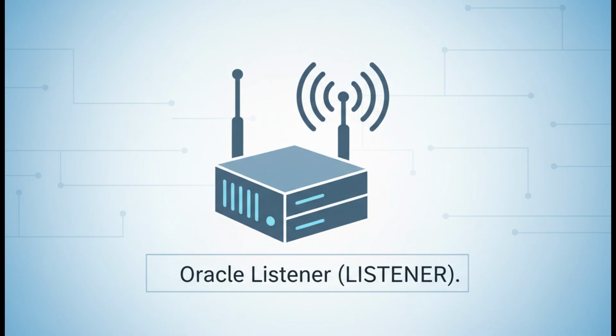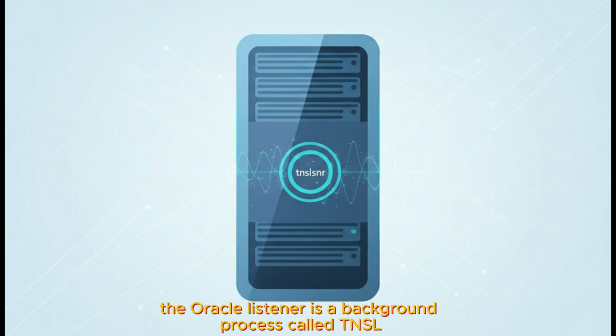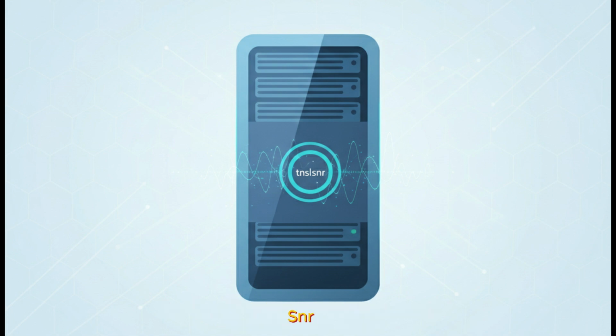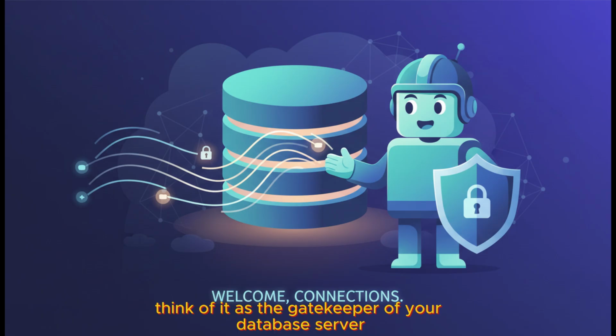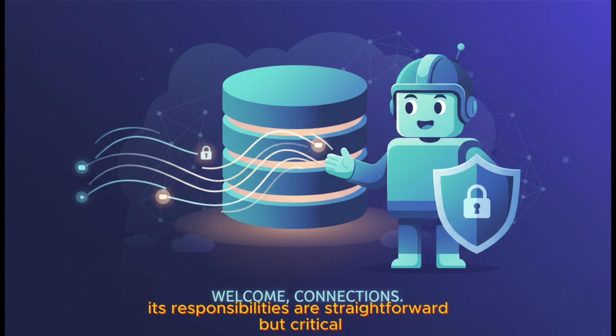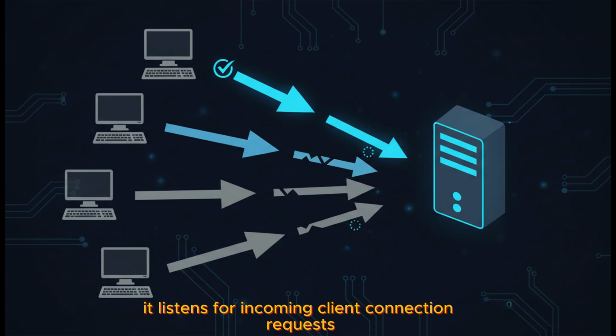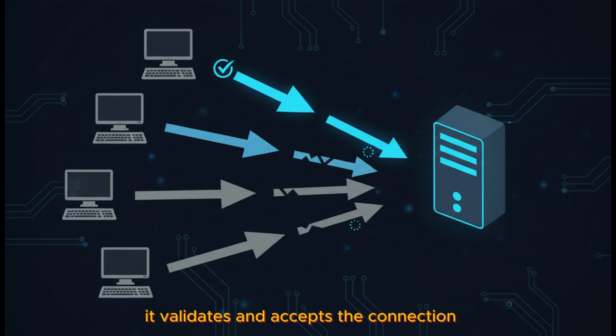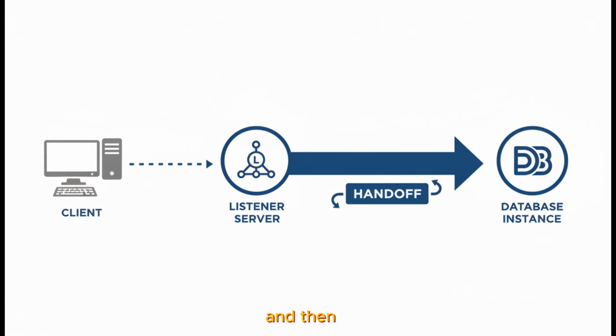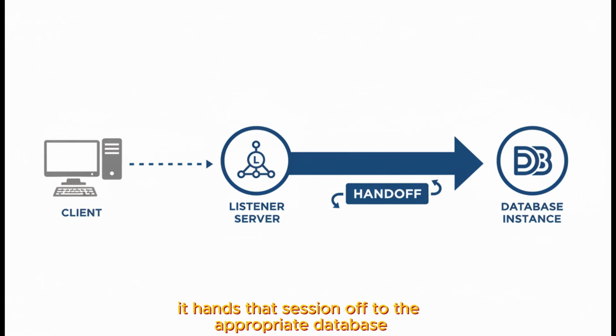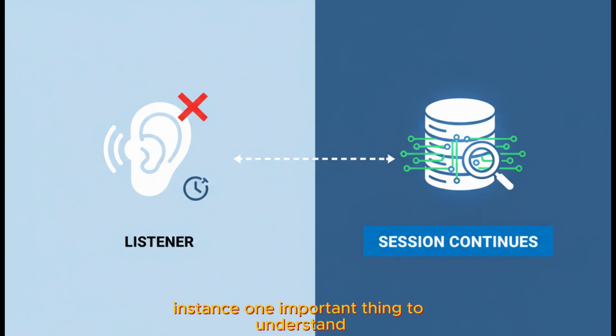Oracle Listener. The Oracle Listener is a background process called tnslsnr. Think of it as the gatekeeper of your database server. Its responsibilities are straightforward but critical. It listens for incoming client connection requests. It validates and accepts the connection. And then it hands that session off to the appropriate database instance. One important thing to understand: the listener does not handle the session after handoff. It only establishes the connection.